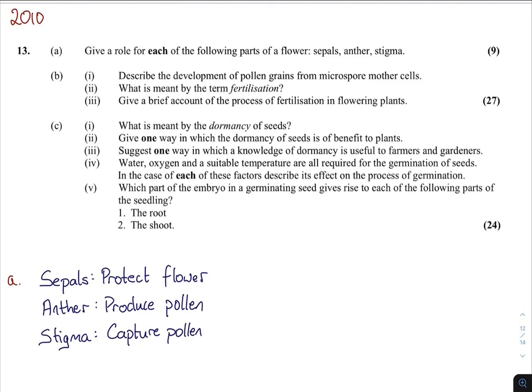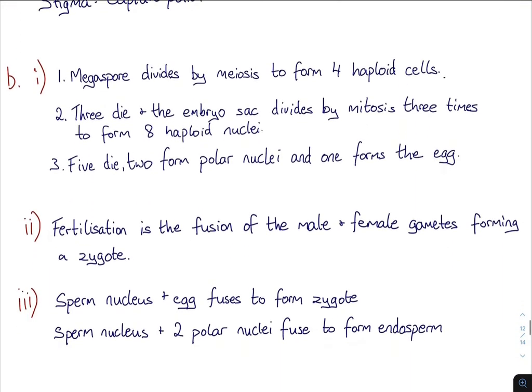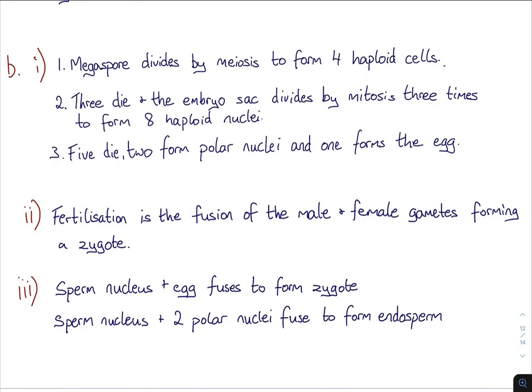Describe the development of pollen grains from the microspore mother cells. What's meant by fertilization, and give an account of fertilization in flowering plants. 27 marks. And we've done these all before. And you have to just learn them off. I know it's not easy. Megaspore, look, I'm not even going to call it out here. They're in the notes. You can just read that up in your own time. But this has to be known.